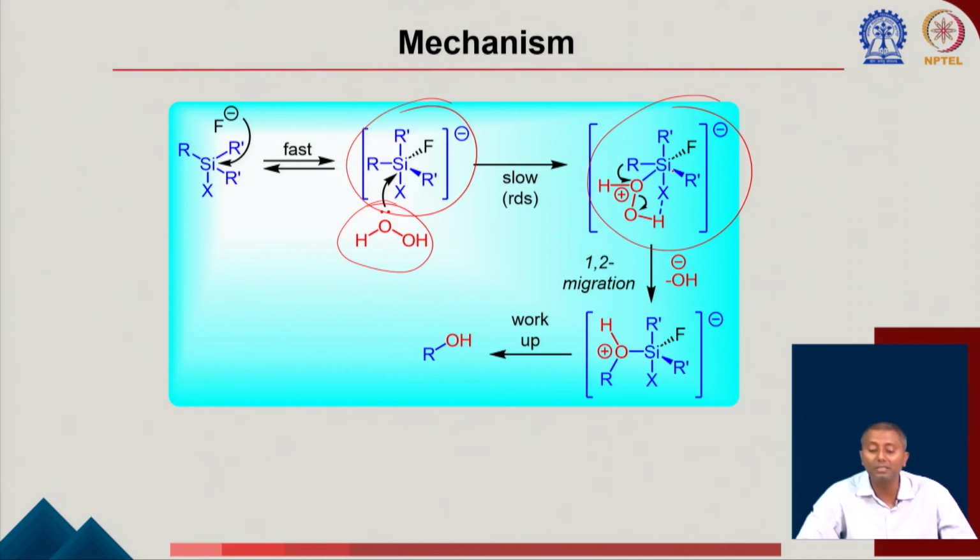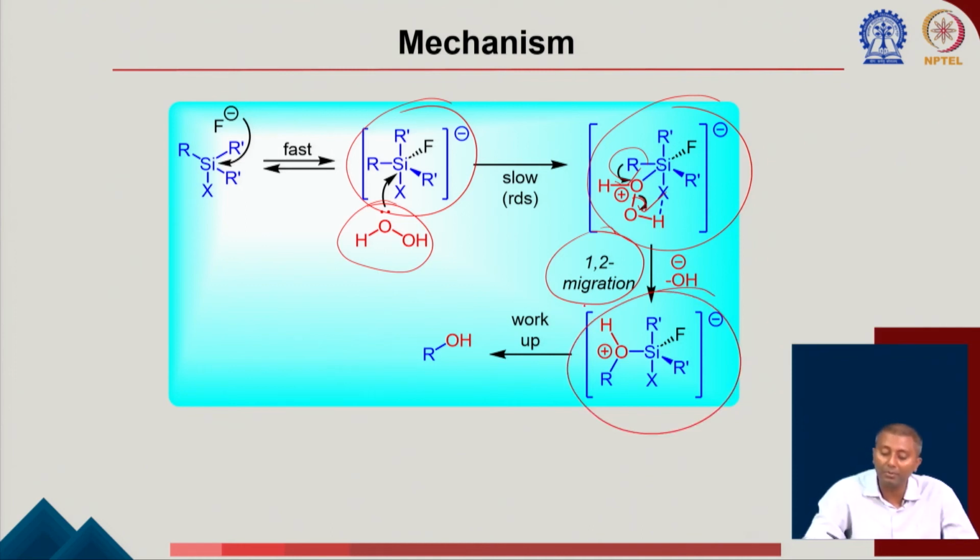This hexavalent silicon species can now take part in a 1,2 migration, very similar to, if you remember, the case of boron. Now this R group can migrate from silicon to oxygen, and the OH can leave, because the oxygen-oxygen bond in the peroxide is the weakest bond. That allows cleavage of this bond to form this species here, which, if you do the workup of the reaction, will end up giving the corresponding alcohol. Okay.